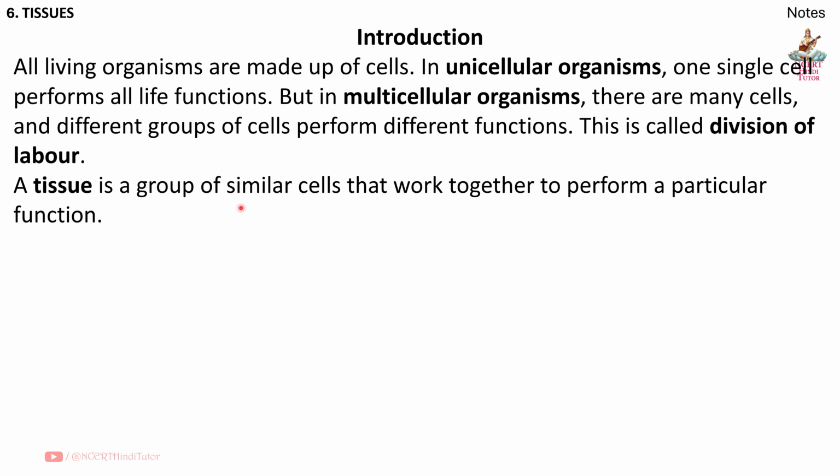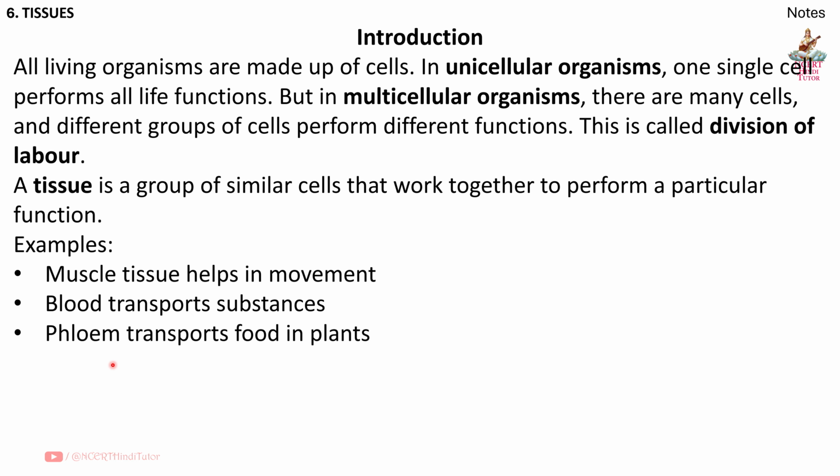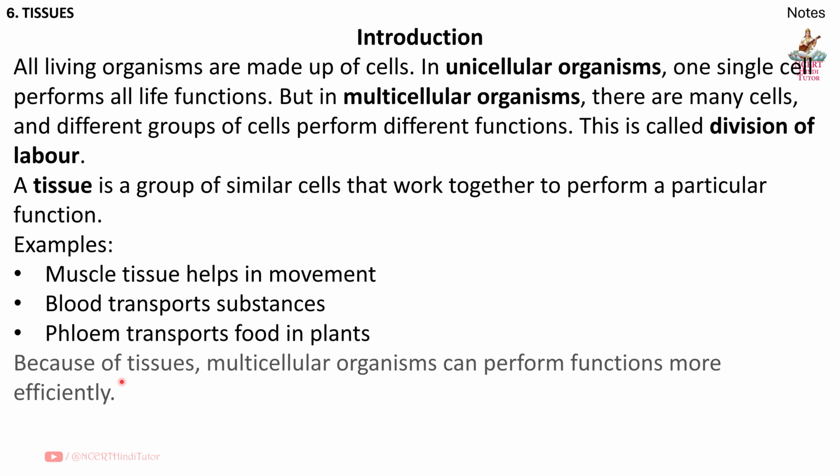A tissue is a group of similar cells that work together to perform a particular function. Examples: muscle tissue helps in movement, blood transports substances, phloem transports food in plants. Because of tissues, multicellular organisms can perform functions more efficiently.